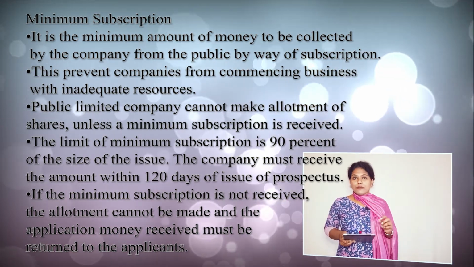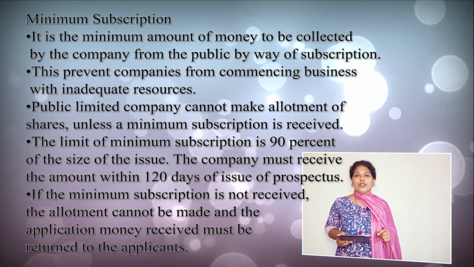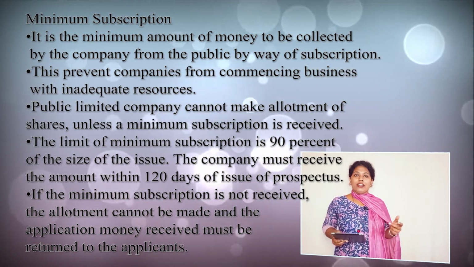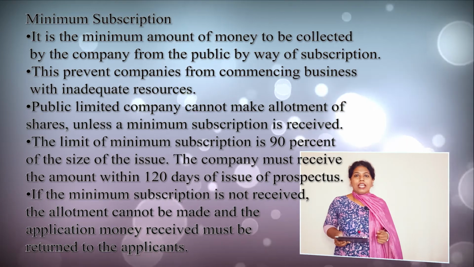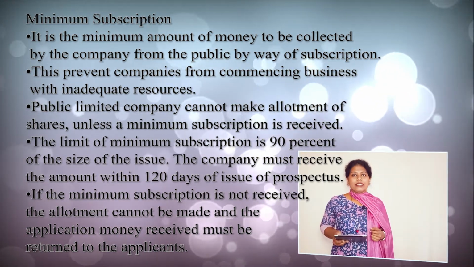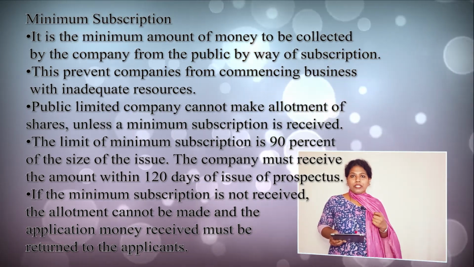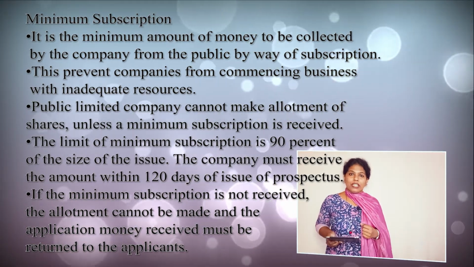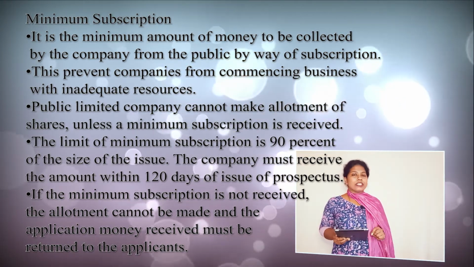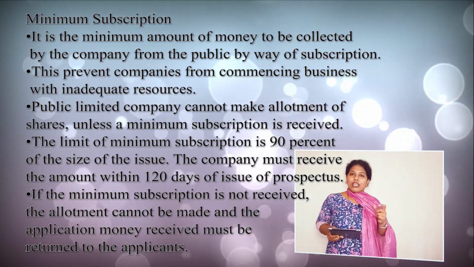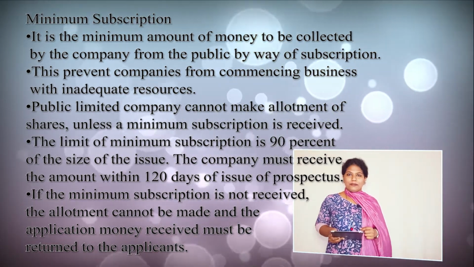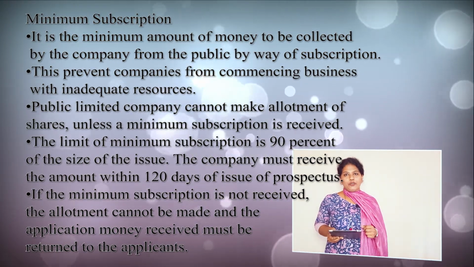The limit of minimum subscription is 90% of the size of issue. For instance, if my company is issuing 100 shares, I should get at least 90 applications. That is, 90 applications should be received for subscribing towards the shares or debentures of the company. So the limit of minimum subscription is 90% of the size of the issue. Without getting those 90 applications, I cannot go for allotting the shares. That is the next step, allotment of shares.